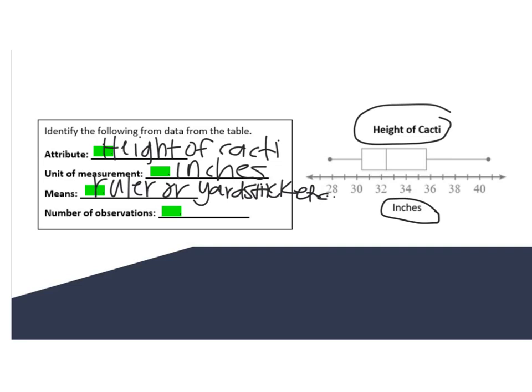Okay, and then number of observations. Now, this is a little tricky. We're talking about a box plot here. And while we can get a lot of information from a box plot, the information that we can get is the minimum, the maximum, the median, your Q1 and Q3, right? You can get that stuff, but you don't know how many points lie in between all of those things. So the number of observations, we can't tell from a box plot because you don't have all of the pieces of data. So can't tell.